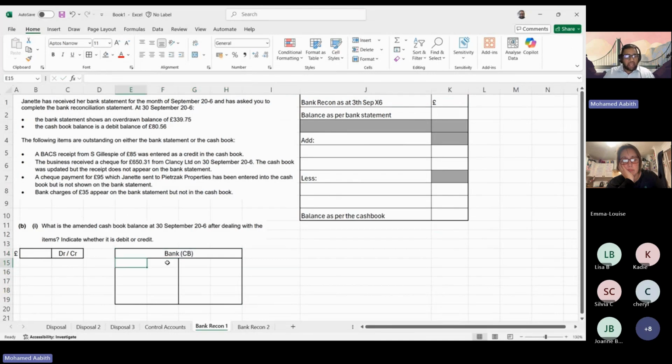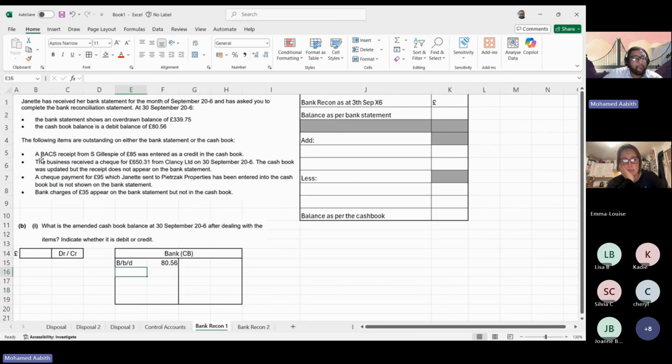So it says there, I have a balance of £80 and 56 pence as my balance brought down. So I keep that in mind. What is the information I need to update? They're saying here, the following items are outstanding on either the bank statement or the cash book.